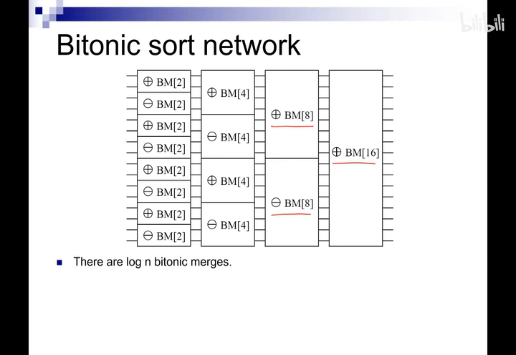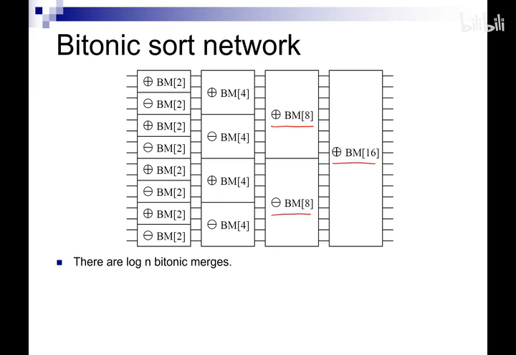Well, you take the 8 numbers, you break them into 4 numbers and then 4 numbers, and then you sort the first 4 numbers in increasing order and the second 4 numbers in decreasing order. And then you do a bitonic merge on these 8 numbers. So this is unrolling the recursion for you.